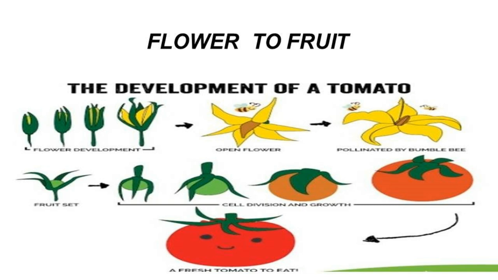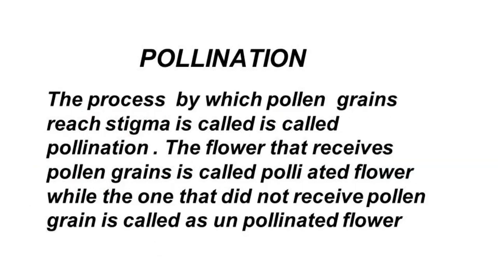The process by which a pollen grain reaches a stigma is called pollination. The flower that receives pollen grains is called a pollinated flower, while one that did not receive pollen grains is called an unpollinated flower. The next important topic is pollination. The process by which the pollen grains reach the stigma is called pollination, and there are unpollinated flowers and pollinated flowers.